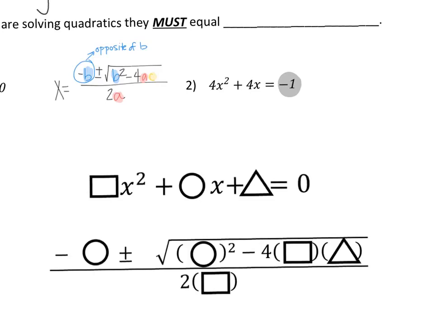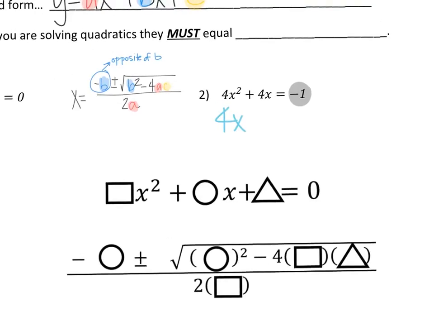So the very first thing we need to do is move this negative 1 over. When we move that negative 1 over, it is going to become a positive 1. So we'll end up with 4x squared plus 4x plus 1 equals 0.